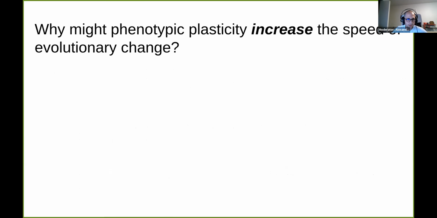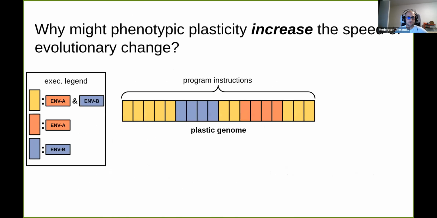Okay, so why might we expect phenotypic plasticity to have anything to do with the speed of evolutionary change? Why might we expect it to increase the speed of evolutionary change? Let's just step through this example plastic genome. Keep in mind that in digital evolution, we're evolving computer programs. Each one of these little rectangles represents an instruction on a plastic genome.